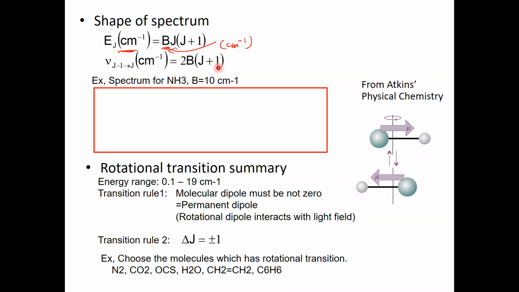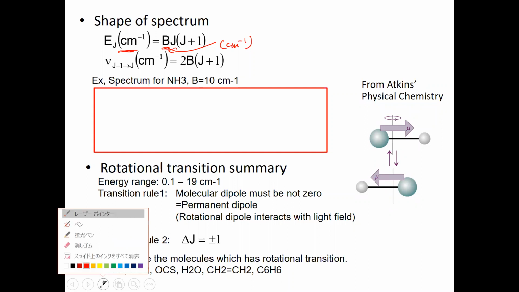So based on this, we can write how the microwave absorption spectrum looks like in the case of ammonium. In the case of ammonium, the B is given as 10 Kaiser. So please stop the video and draw roughly how the absorption spectrum looks like. Okay.